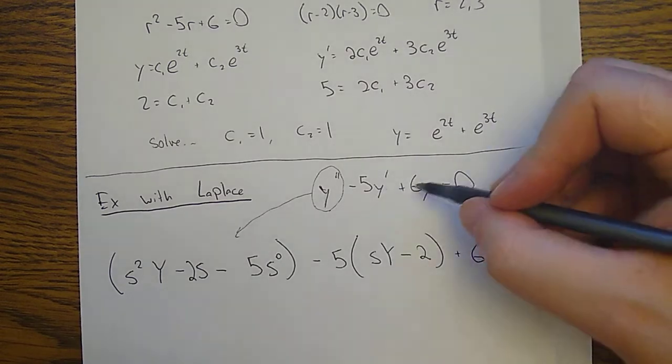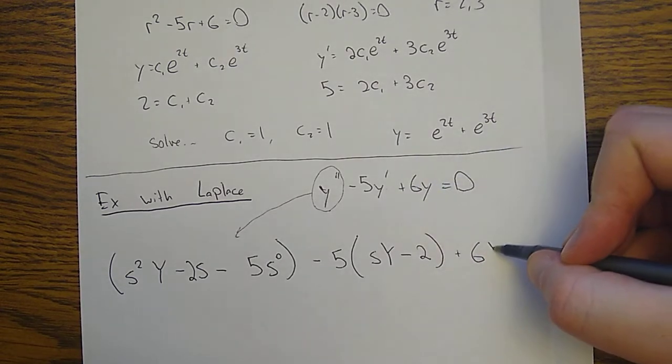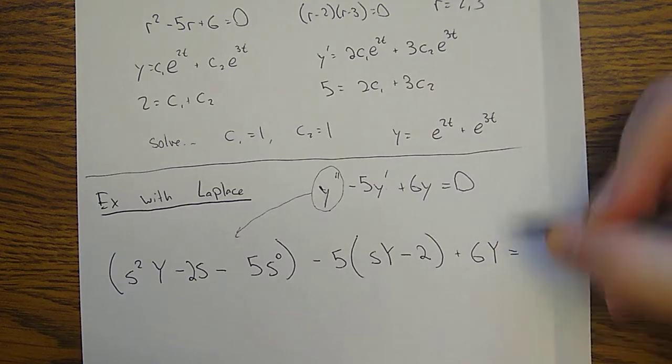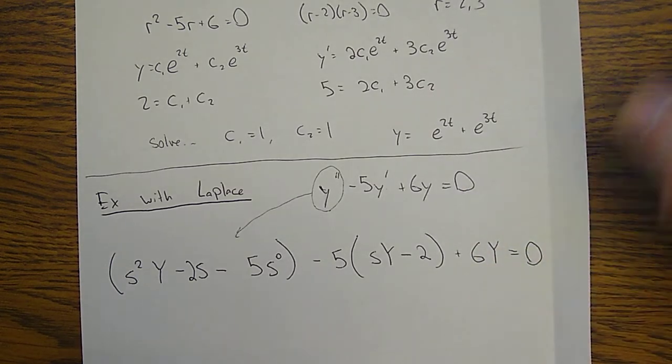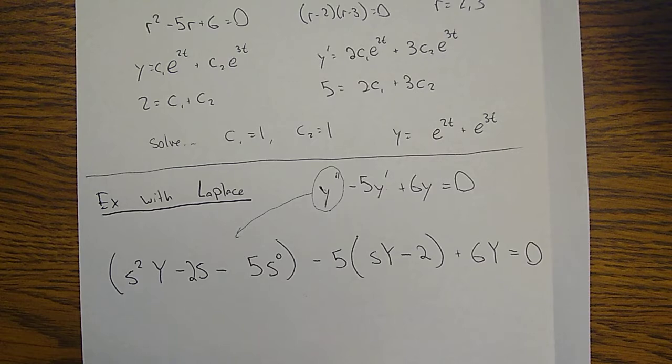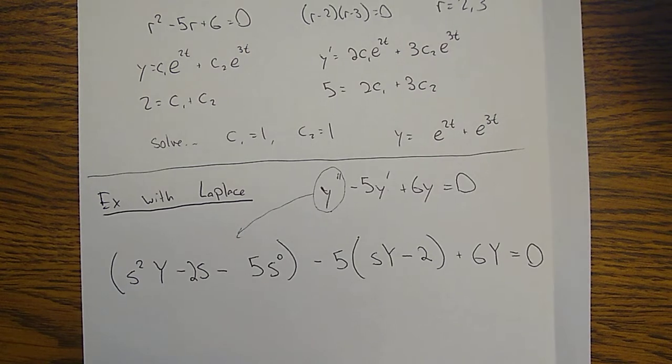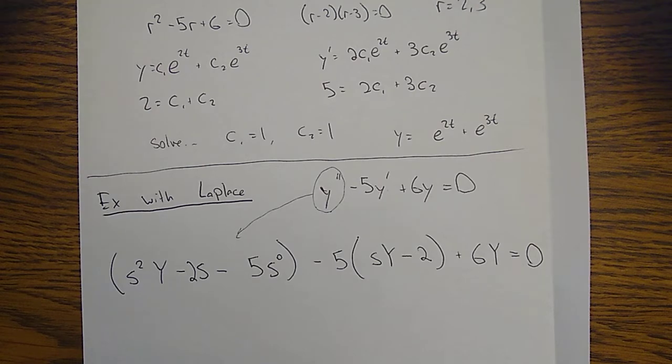Plus 6. And then the Laplace transform of little y is just big Y. And the Laplace transform of 0 is just 0. Okay, so now this is just algebra.